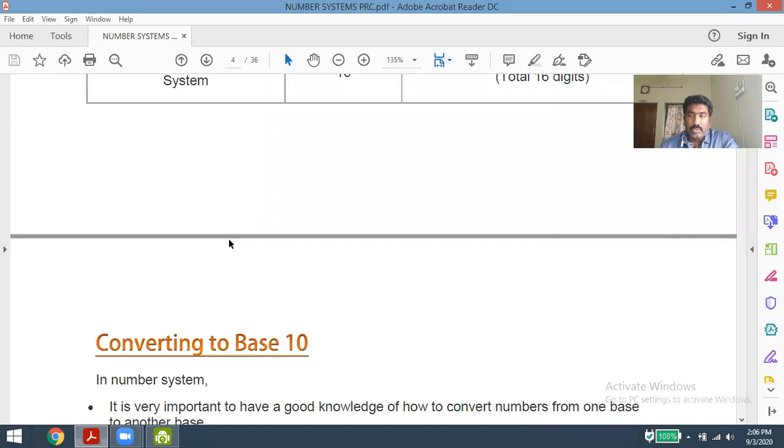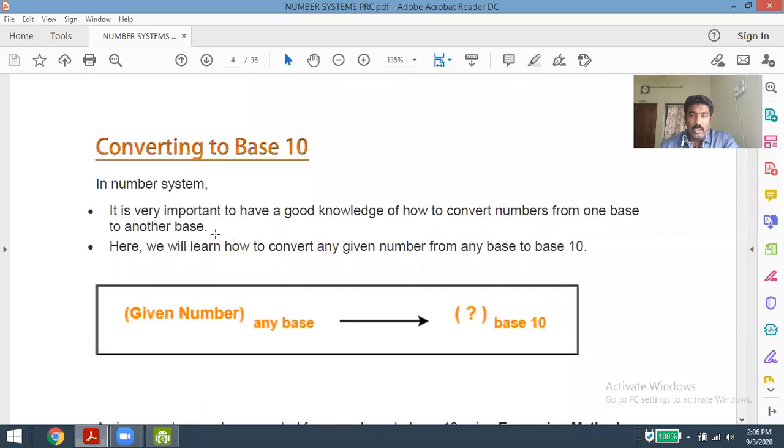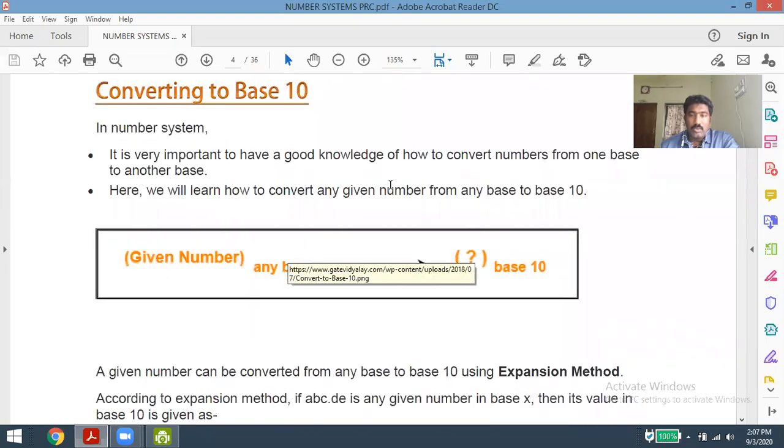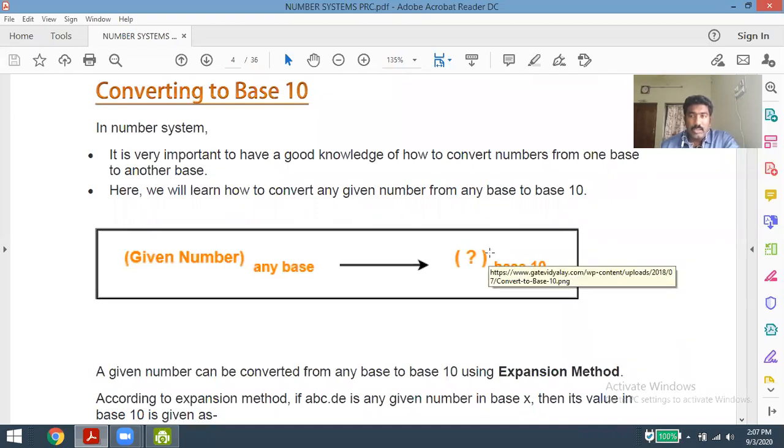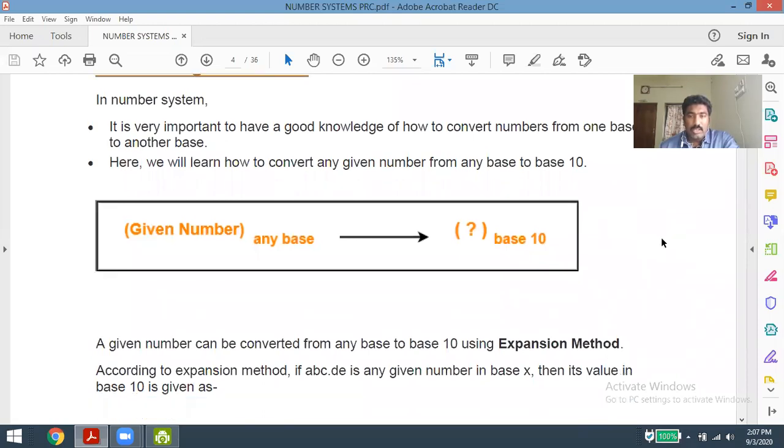So let us start with the first one, converting any given number to base 10. We have already seen the process in the last section, so once again I'm repeating the method, the way we can convert. In the last section, I gave only values which do not have any fractional elements, that is, only real values were declared.